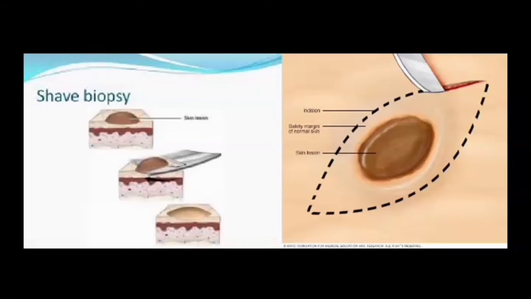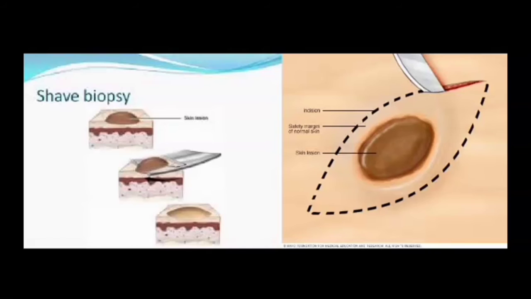Now we move on to the shave biopsy. Here a single-edged razor blade is used. In the picture you can see the razor blade. This is used to shave off a superficial lesion or a small sample of a large lesion. This biopsy provides a full thickness specimen of stratum corneum. And the nurse's responsibility is the same as punch biopsy.